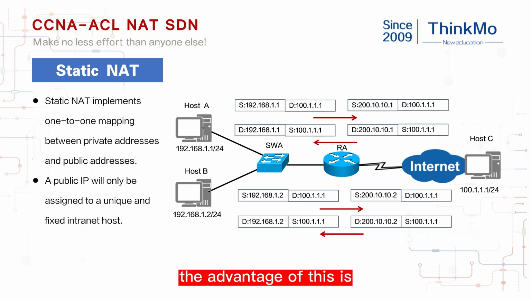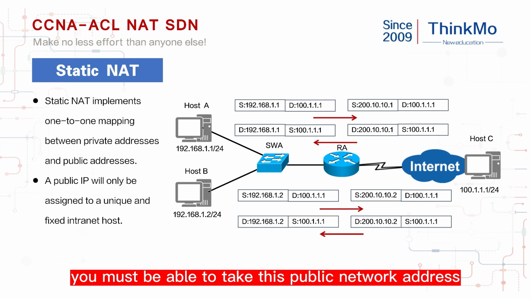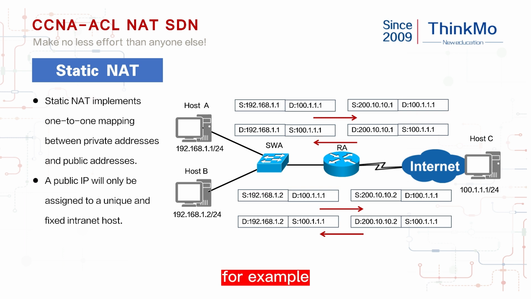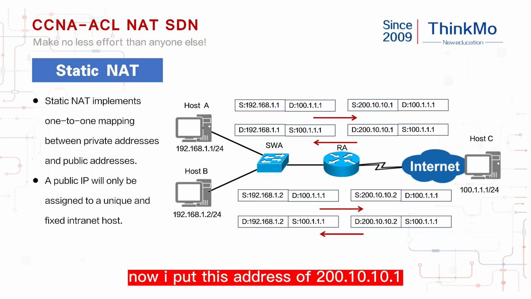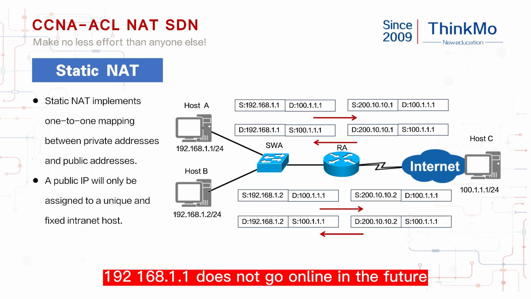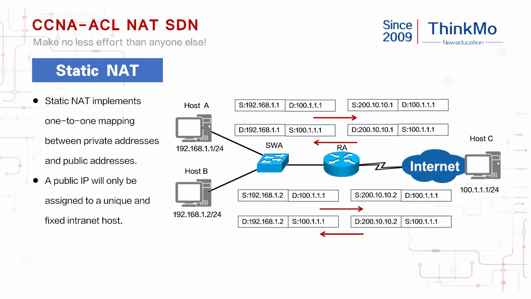The advantage of this is, I only need to go online in the future, and I must be able to take this public network address. But the downside is that once I do the static NAT binding, for example, now I bind this address 200.10.10.1 to this 192.168.1.1, then even if 192.168.1.1 does not go online in the future, this address cannot be used by others. It does not have the concept of an address release. It will not be released. No one else can use it.